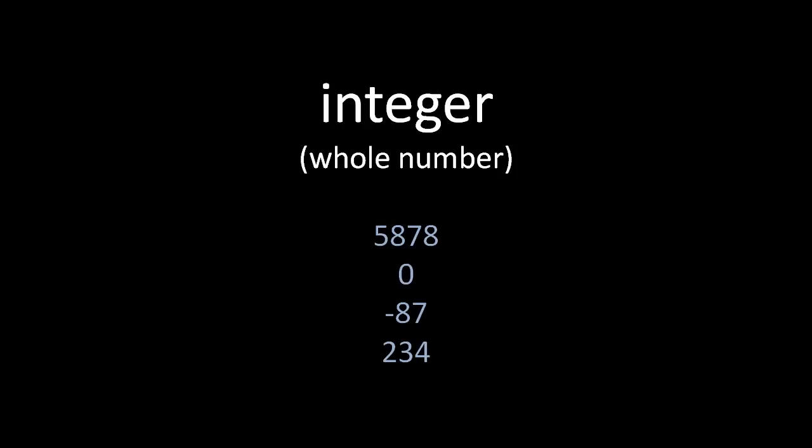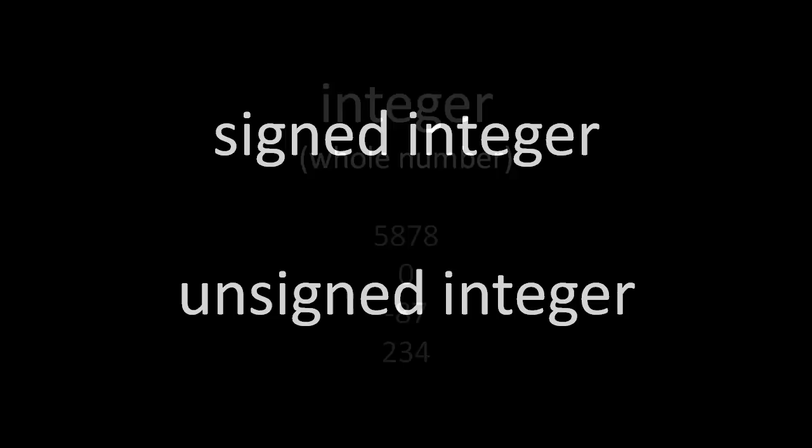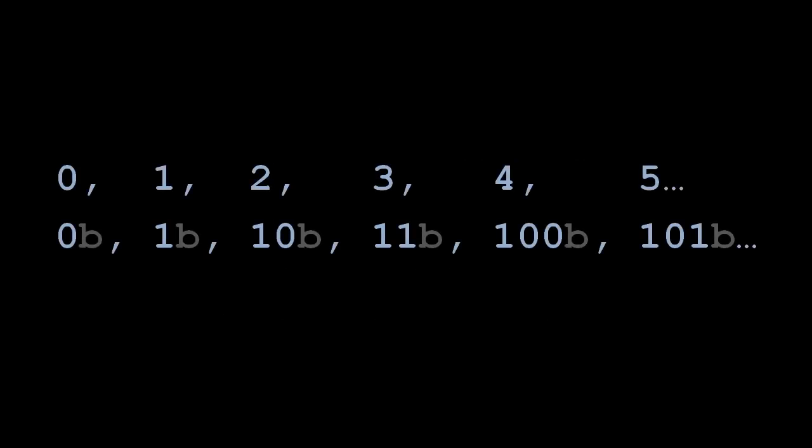We'll start with simple integers. An integer, recall, is basically any whole number, a number without a fractional component. Examples include 5,878, 0, negative 87, and 234. When we represent integers as bits, we do so in two basic forms, signed or unsigned. A signed representation can represent both positive and negative integers, but an unsigned representation can only represent one or the other, usually positive. An unsigned representation of a number is straightforward. All we do is store a decimal number as its binary equivalent. For example, we represent decimal 3 with the bits 1, 1, because that's the binary equivalent of 3.